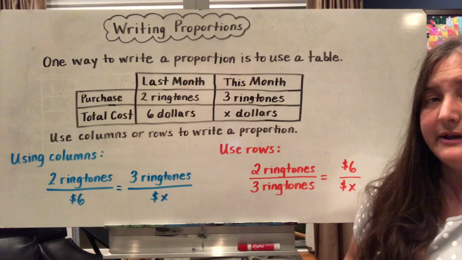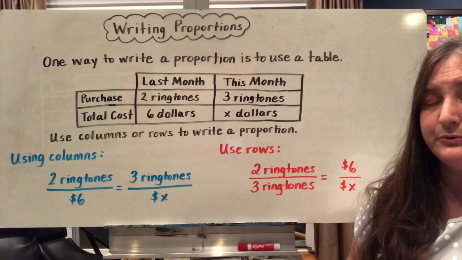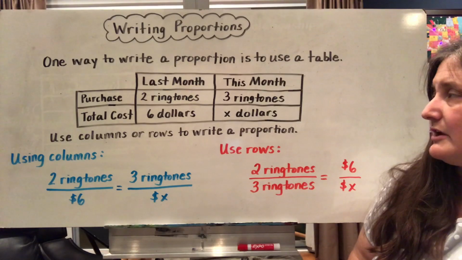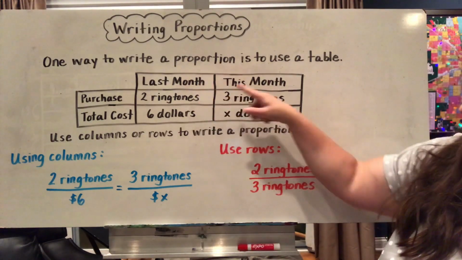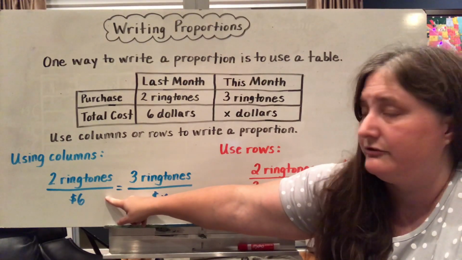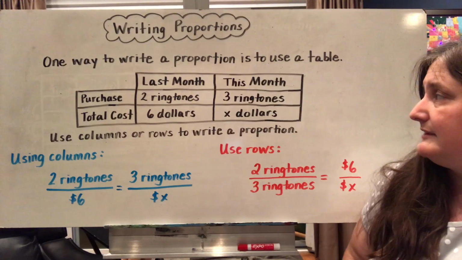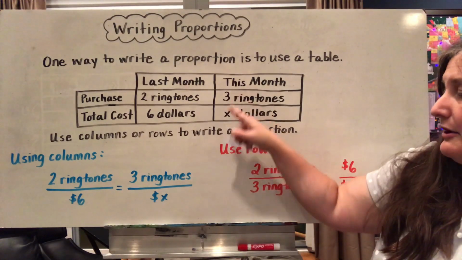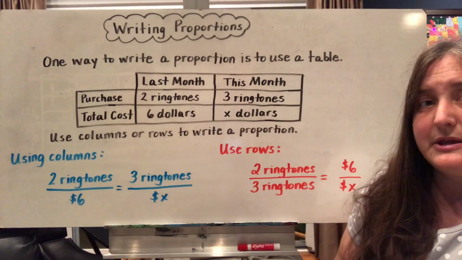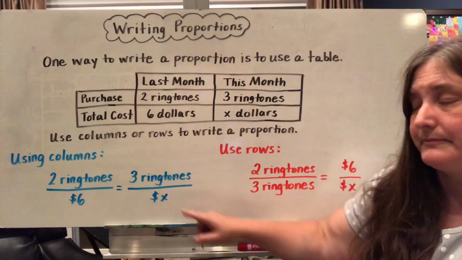So what I can do when I set up all of my data in a table is use the columns or the rows to set up a proportion that I can then solve. If I use the columns, which are going down, I would compare the 2 ringtones last month to their cost, $6, and set that up as a ratio. My second ratio is going to be this month, 3 ringtones to X dollars. I'm going to set them equal to each other, and I can use this proportion to solve for X.